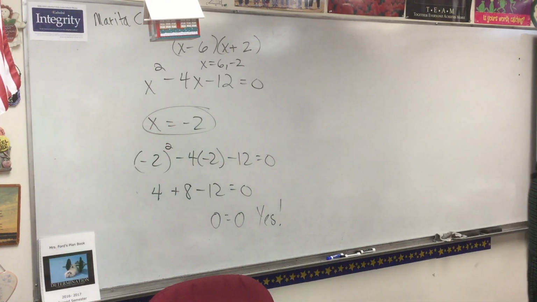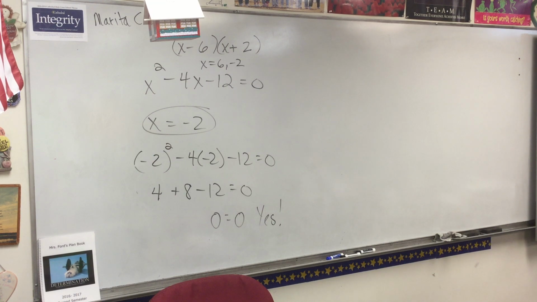No, because B doesn't have an x to the first, it has x to the 1/2. Remember, radicals are fractional exponents. We don't want any radicals. We don't want any exponents other than 1. So B is a no.